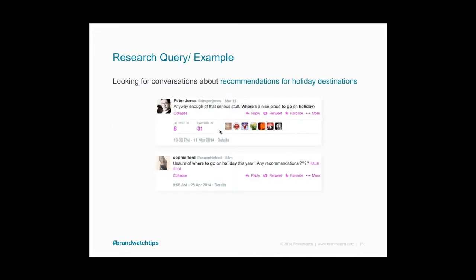So now we're going to go into the app itself and actually just construct a quick research query. For this one, with summer just around the corner, I thought we could do a research query looking for people that are wanting recommendations about holiday destinations. And for this, we're going to use mainly only Twitter.